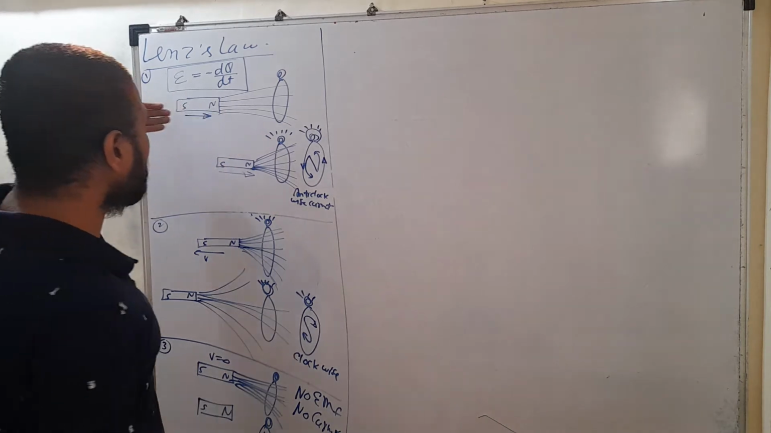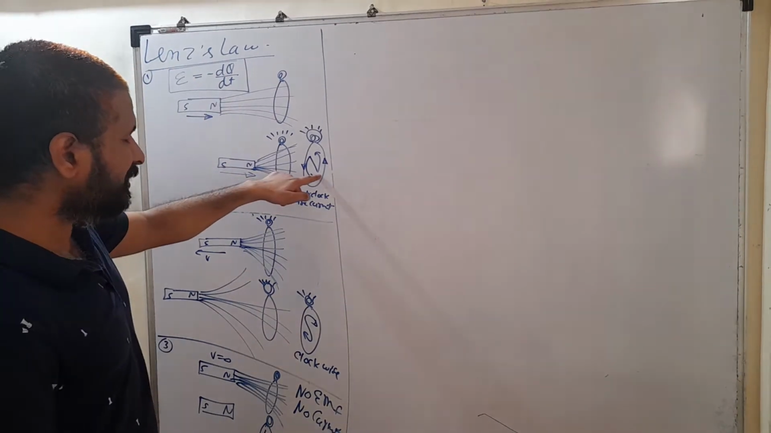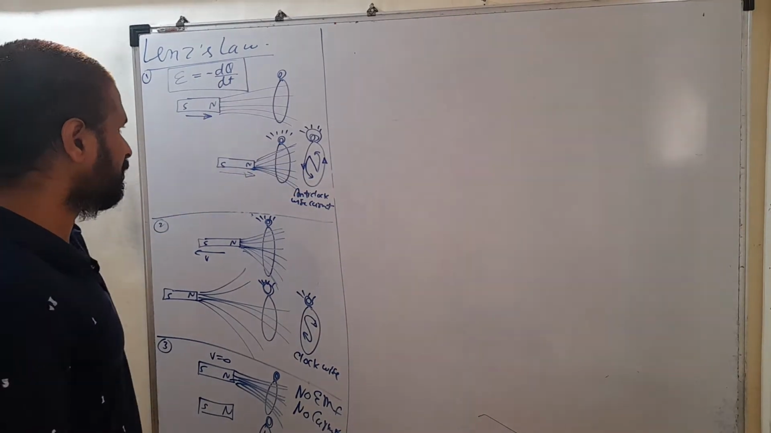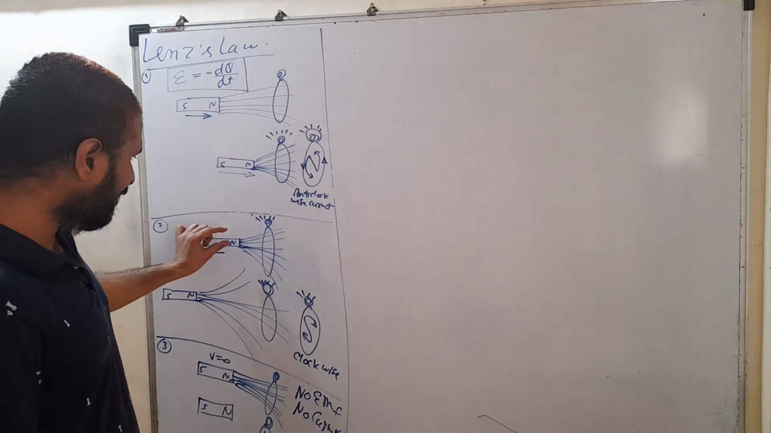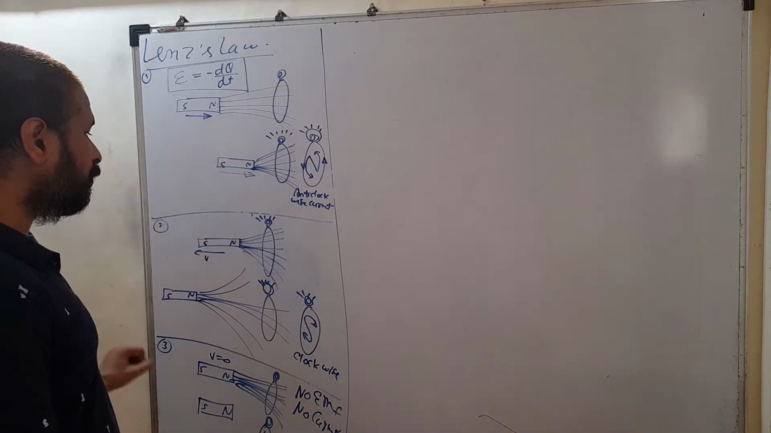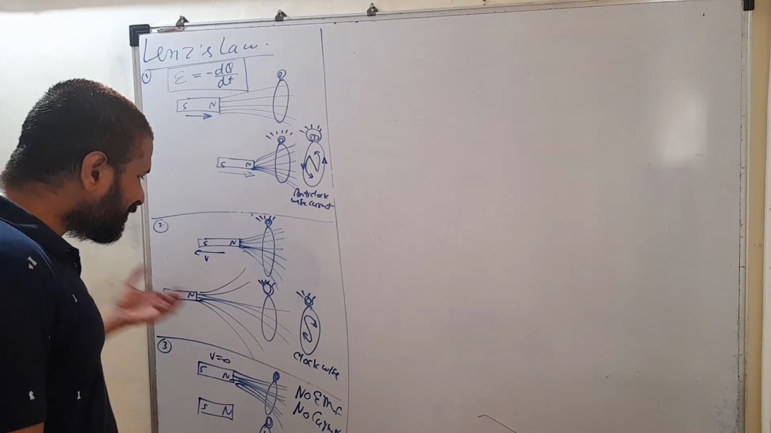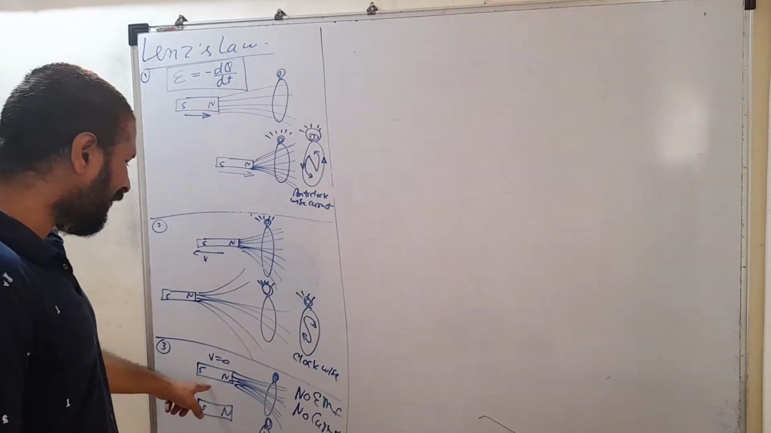So in the first case we are trying to increase the flux. So current is induced which can decrease the flux. So this magnet is opposed. In the second case we are bringing this magnet away from the loop. So the current is induced which can attract this magnet. In the third case this magnet is not moving only.